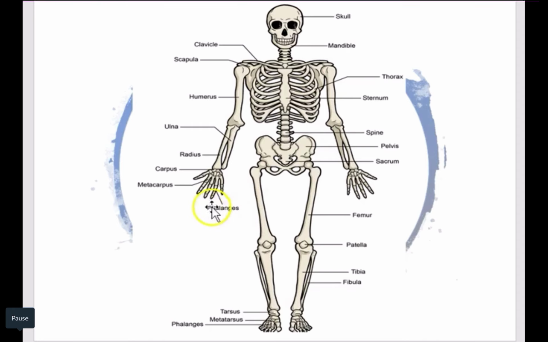Phalanges are doubled up. So phalanges are our fingers, but they're also our toes. We have our carpus, which is our wrist bones. We have our tarsus, which is our ankle bones. Our metatarsus is sort of the top of the foot. And then we move into the phalanges.